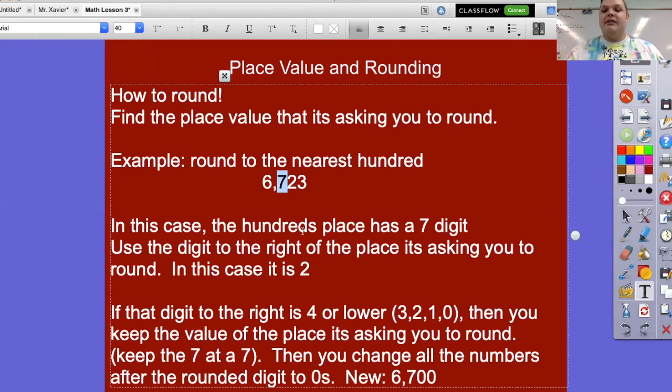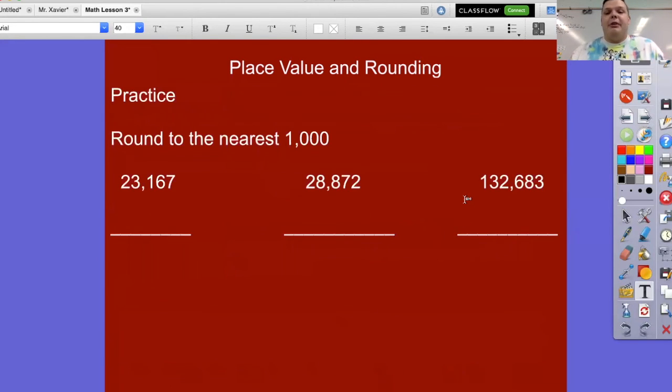The place to the right is a 2. If the digit to the right is 4 or lower, so 4, 3, 2, 1, or 0, then you have to keep the value of the place it's asking. So for instance, we're looking at the 7 in the hundreds place, you got to keep that one. Then turn the other 2 into zeros. So your example is 6,700. That's how you round. It's good to practice some rounding before we go.